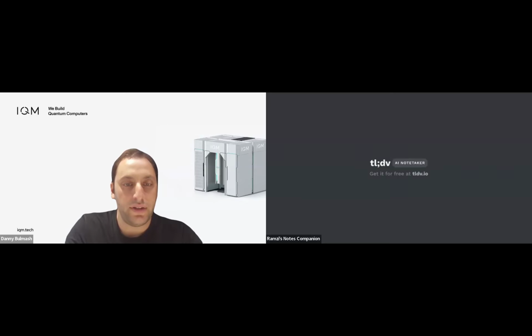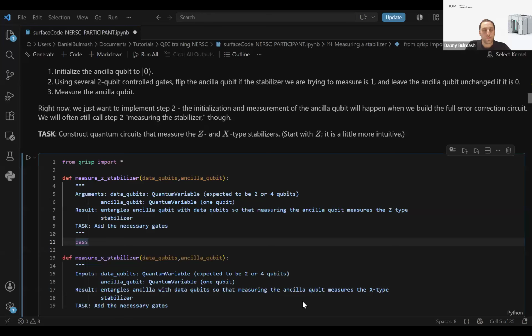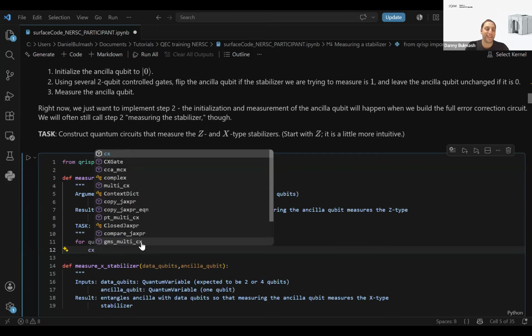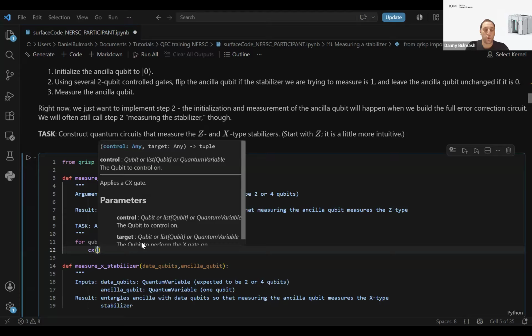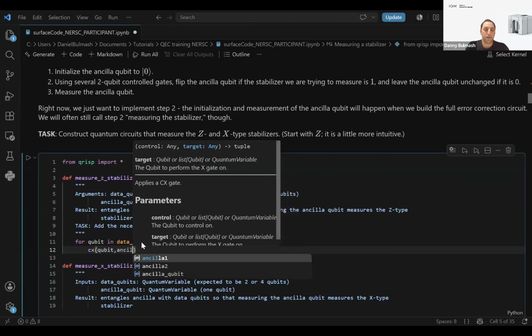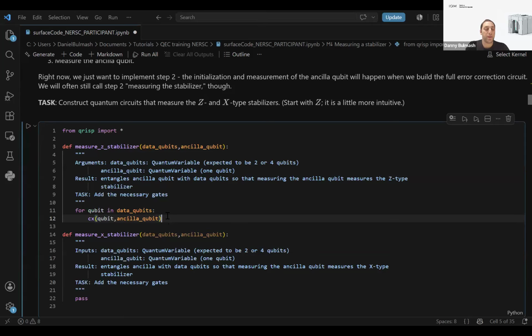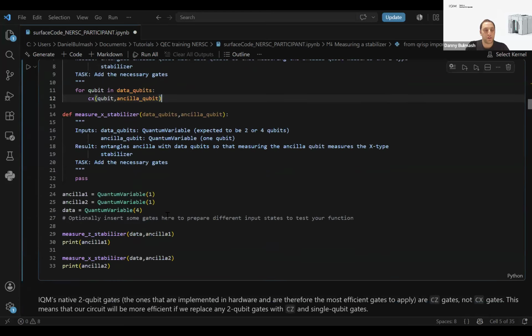So if we want to do that in CRISP, let me go back to the notebook. What can we do? All we have to do is say for qubit in data qubits, we're going to do a controlled NOT gate. In CRISP, that's implemented as CX. So we just do CX and we say our control is going to be the data qubit, and the target is going to be the ancilla qubit. And that's all we have to do, because that implements the circuit that we said, right? So let me actually just run this real quick.